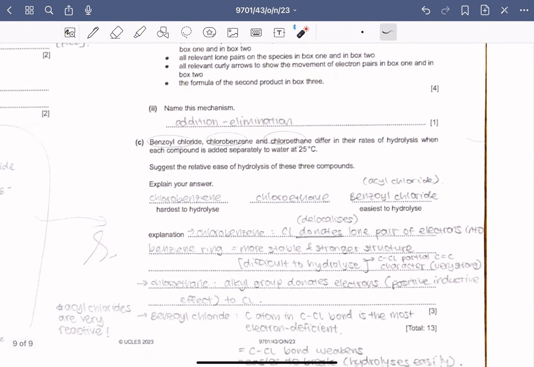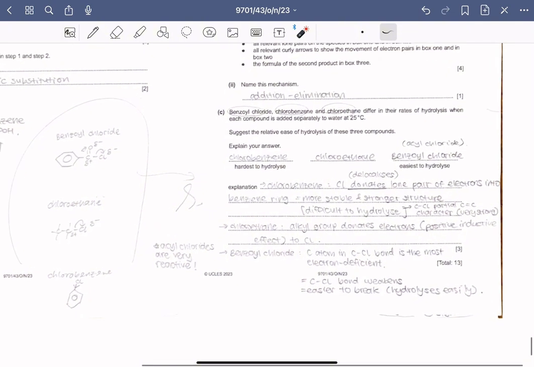C. Benzoyl chloride, chlorobenzene and chloroethane differ in the rates of hydrolysis when each compound is added separately to water at 25 degrees Celsius. Suggest the relative ease of hydrolysis of these three compounds. Explain your answer. So first, I would draw all three compounds: benzoyl chloride, chloroethane, and chlorobenzene. The hardest to hydrolyze would be chlorobenzene. Why? Because the Cl atom is bonded to the benzene ring, and this Cl atom has a lone pair that delocalizes into the benzene ring. This is the same for phenol, where it is bonded to OH. The lone pair delocalizes into or overlaps with the benzene ring, and so it forms a more stable structure that is difficult to hydrolyze. So the C-Cl bond has partial double-bond character, which is very strong and more stable.